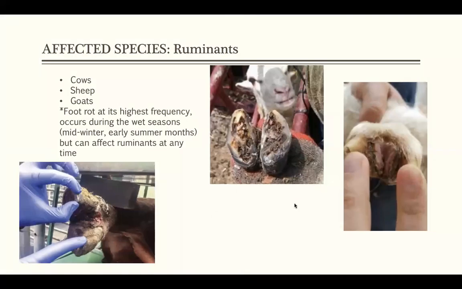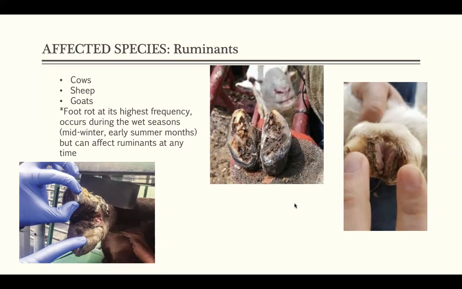So the affected species is ruminants, and foot rot can occur at its highest frequency during the wet season, so midwinter, early summer months in the US, but it can affect ruminants at any time. Anytime that there is an excessive amount of water in the area where there's mud and feces, they can get foot rot from that as well. So it's really important that not only are we more cautious during those rainy or humid seasons, but we're really looking at our environment.